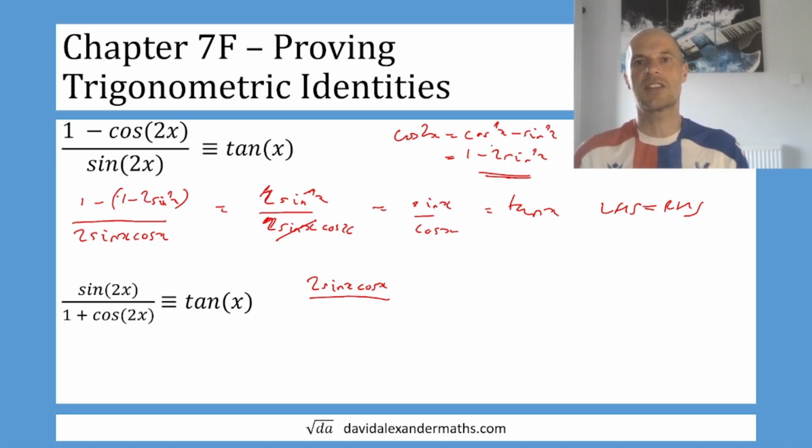Now the cos of 2x is cos squared minus sine squared, but another way that we can write the cos of 2x is 2 cos squared x take away 1. So we have 1 plus 2 cos squared x take away 1. Well, 1 take away 1 is nothing. These 2's will cancel out, and I've got a cos on the top and a cos on the bottom, giving me sine over cos, which is tan x as required.